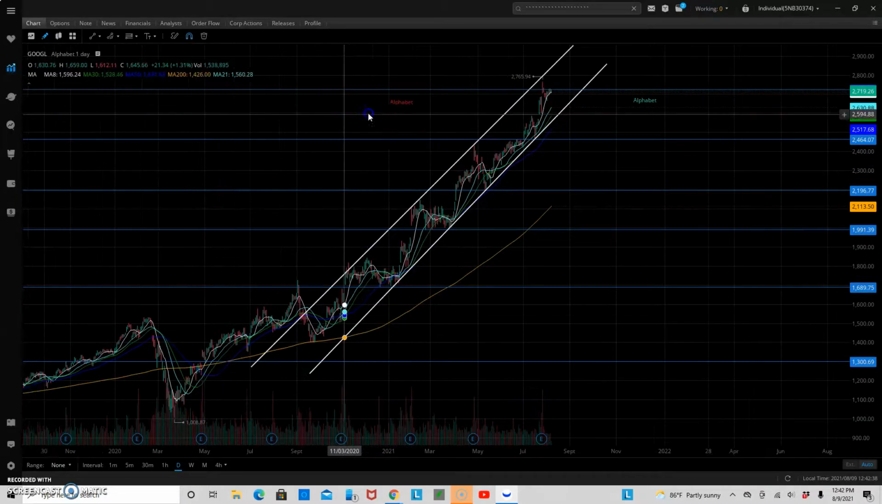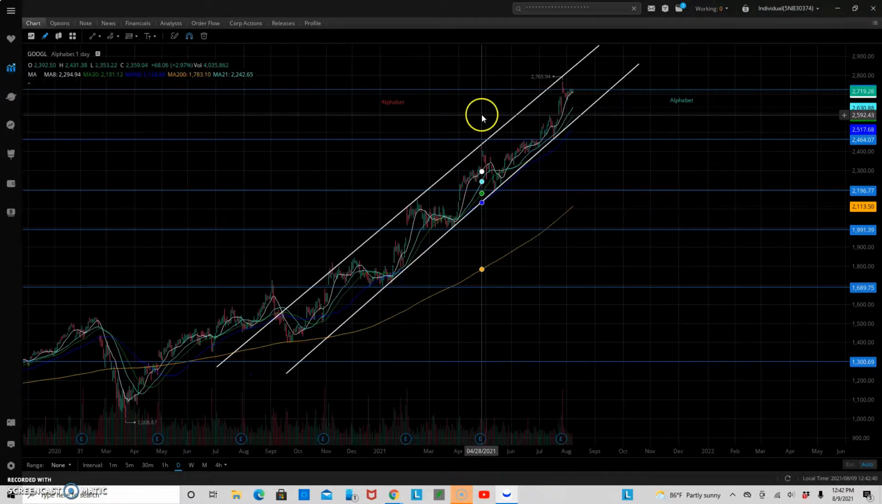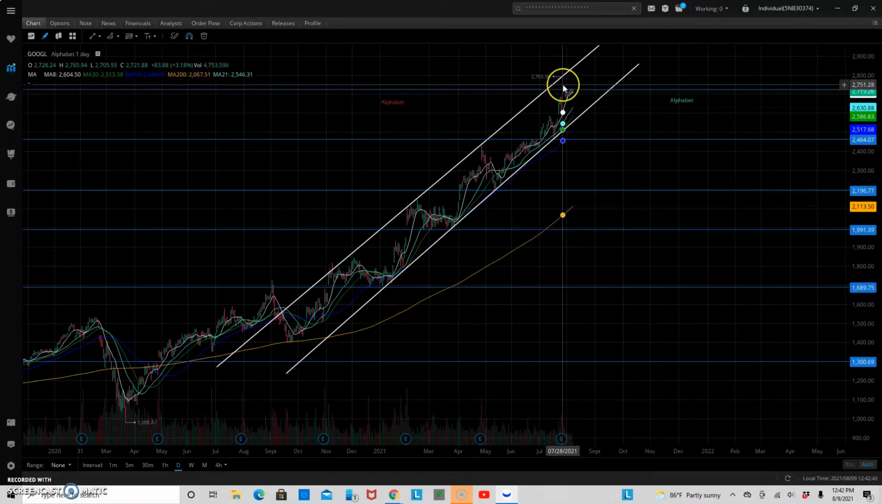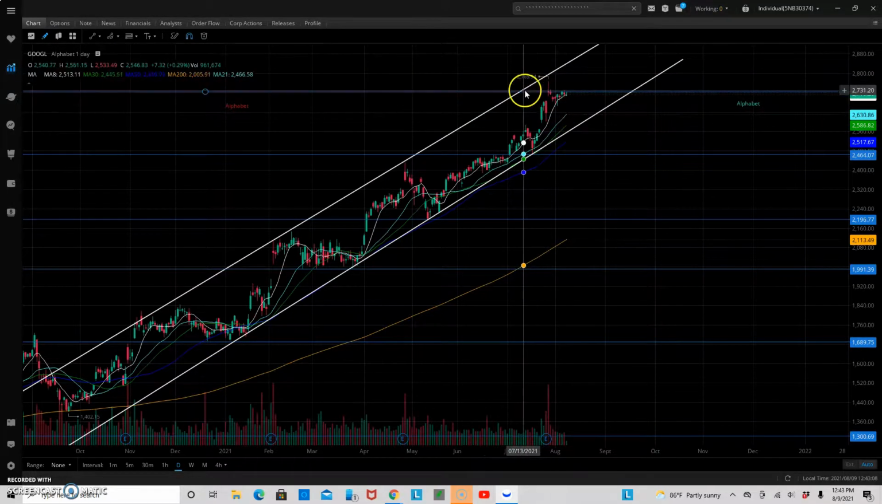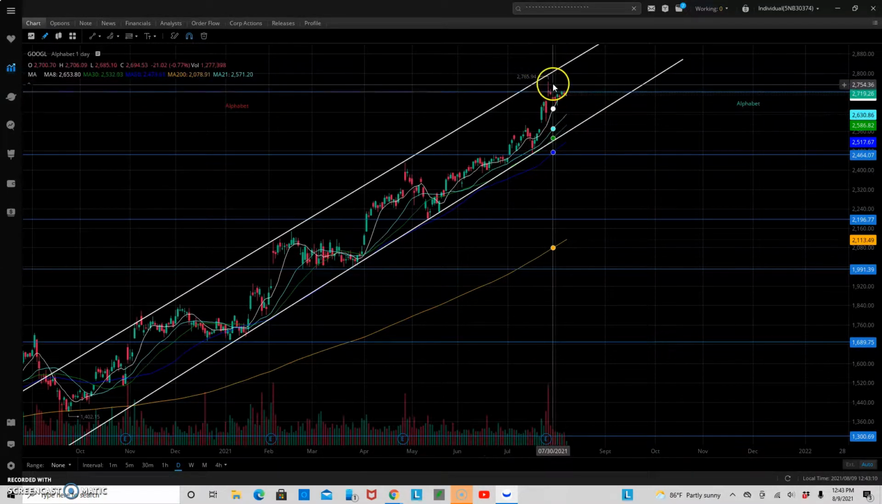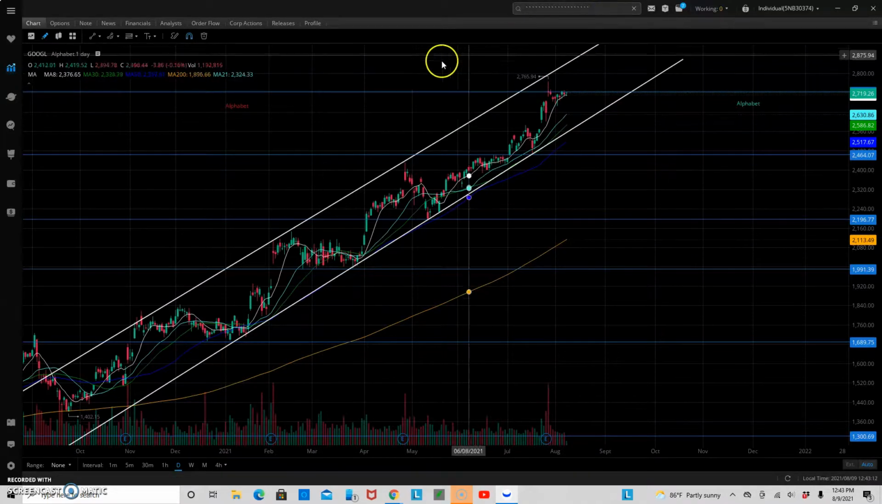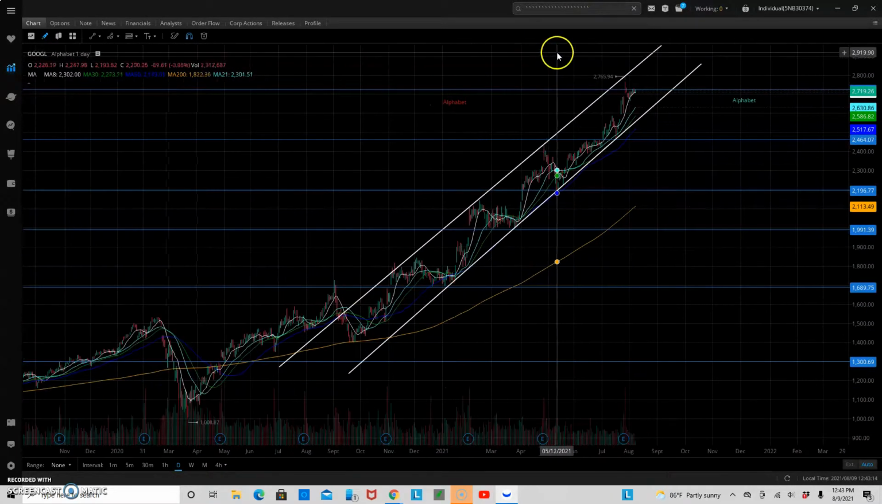So look at this chart right here. You could see we hit a 52-week high of $2,764.94. We just hit that a couple weeks ago on July 28th, 2021, right after they released their earnings this past quarter. And like I said, they blew them out of the water. So that's why we saw that 52-week high.